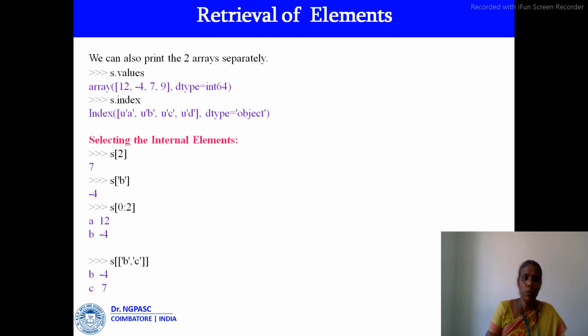How to retrieve the elements or how to select the elements? Normally, the series will hold two different arrays. One array holds the values and another array holds the index. For that, we have to give s.values. It will print the elements which are stored in the series. s.index will print the index values.